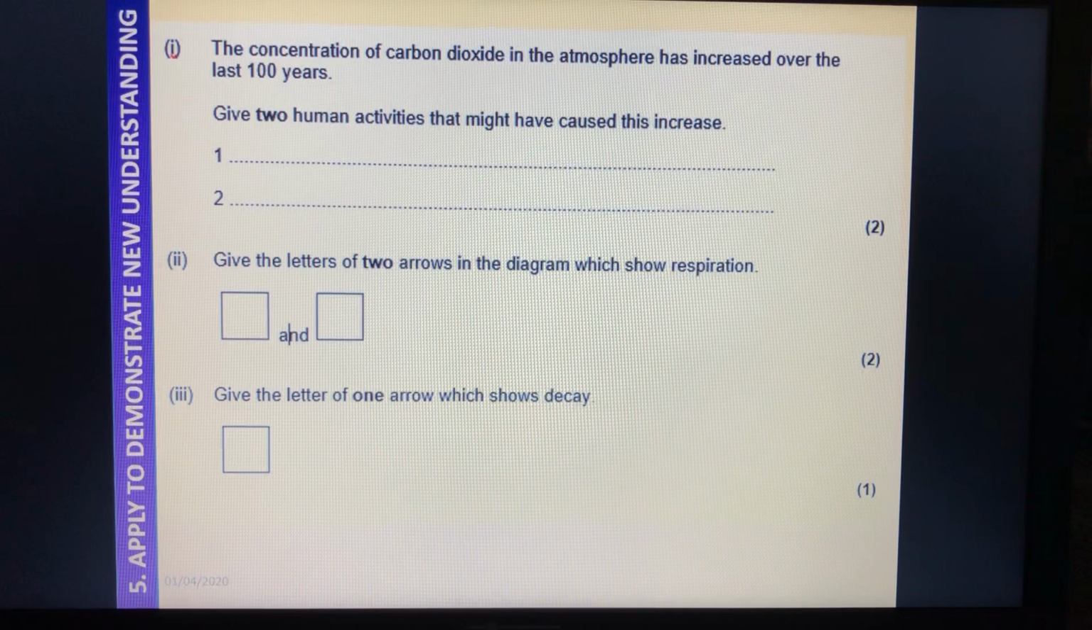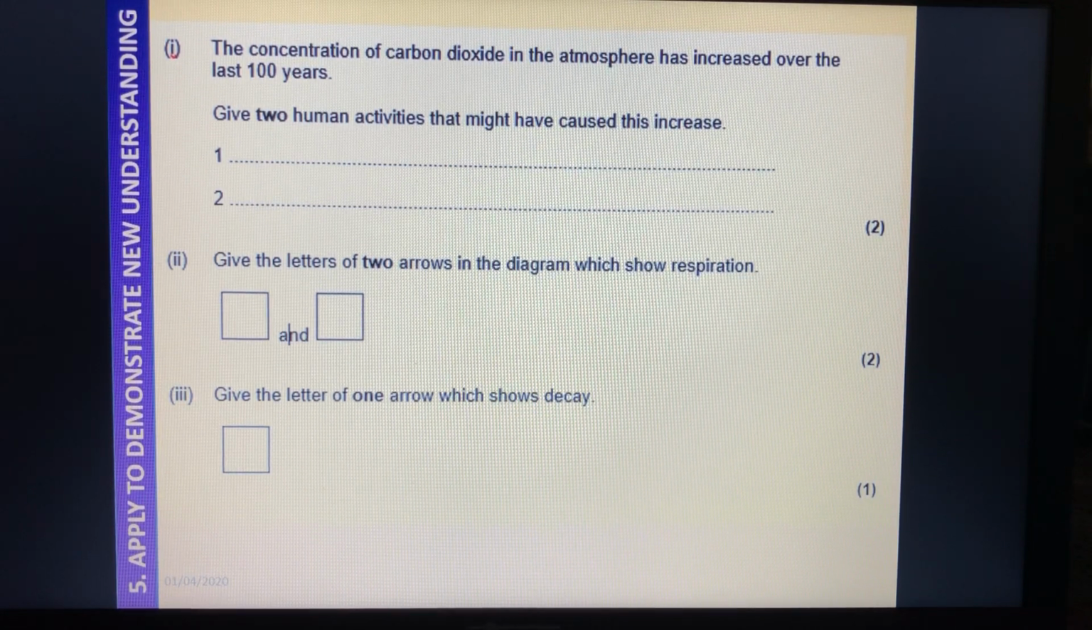The concentration of carbon dioxide in the atmosphere has increased over the last 100 years. Give 2 human activities that might have caused this increase. Okay, so this is your turn to do. I'm not going to do it for you. Okay, so writing your answers there.